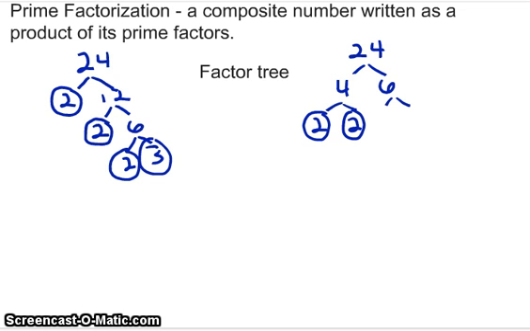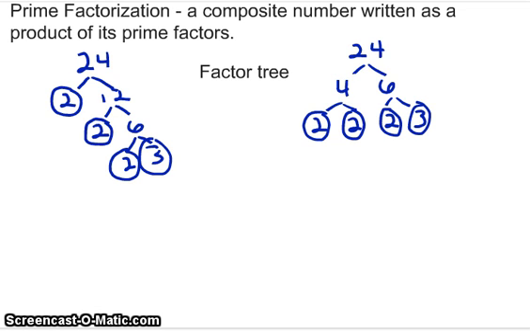And then we say, what times what equals 6? Well, 2 times 3 equals 6. So we will circle those 2 numbers. And you can see we get the same results. We get 3 2s and 1 3 at the end of our branches. So there's more than one way to do a factor tree.